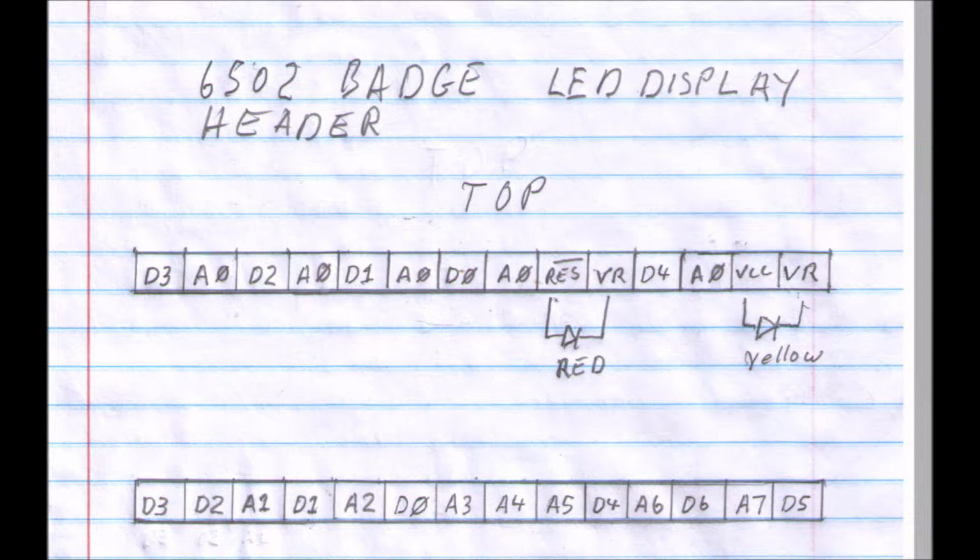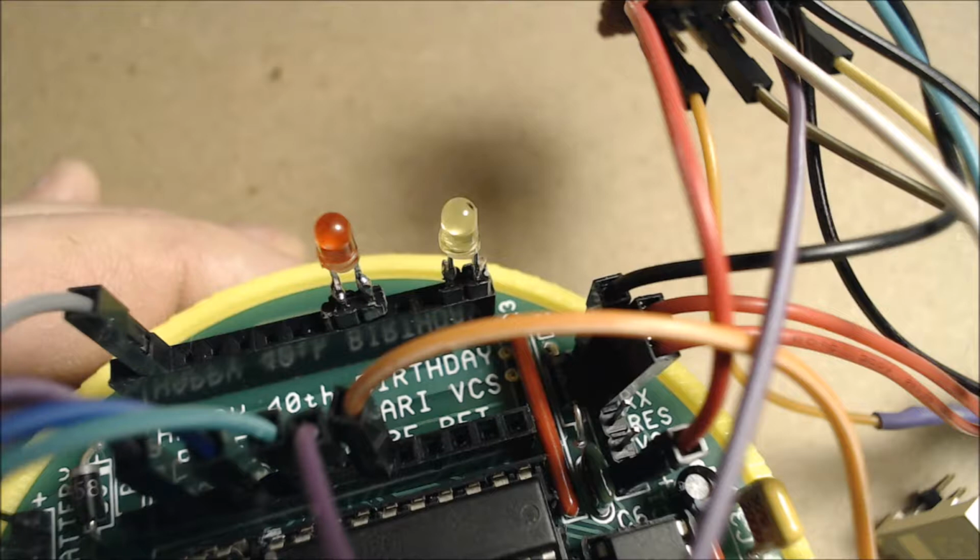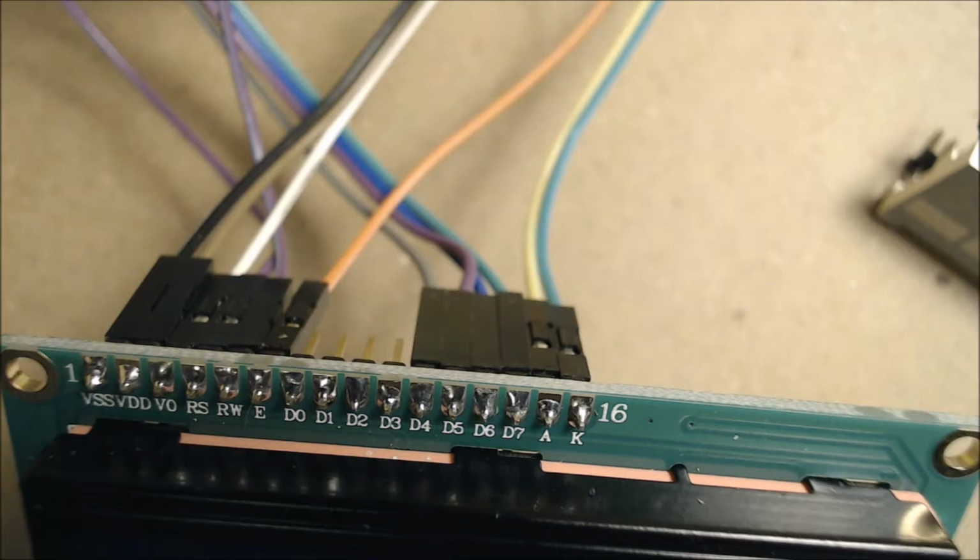All you need to do to run the badge without it is to plug in a red and yellow LED into the header. Here's the layout of the header with the LED locations drawn in. Here are the two LEDs soldered to their male headers. And here they are plugged into the badge. Let's hook up the display.